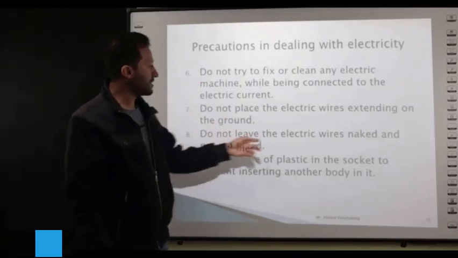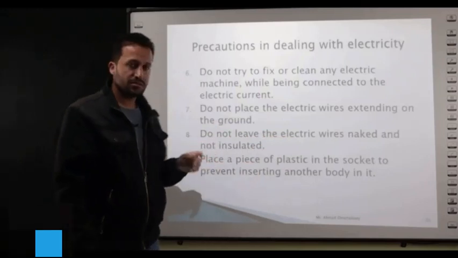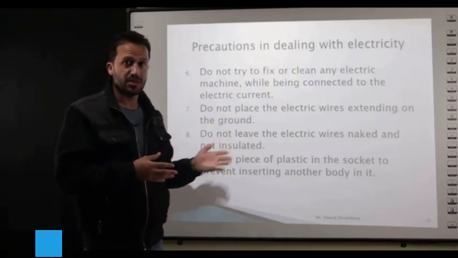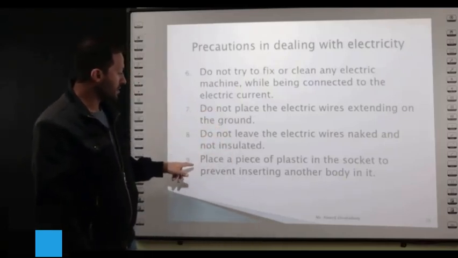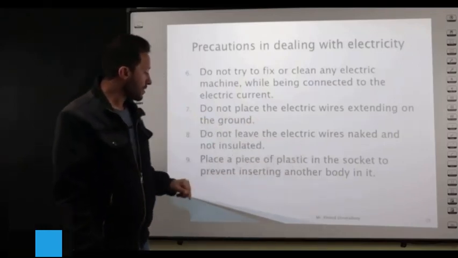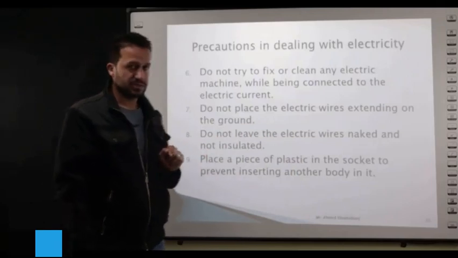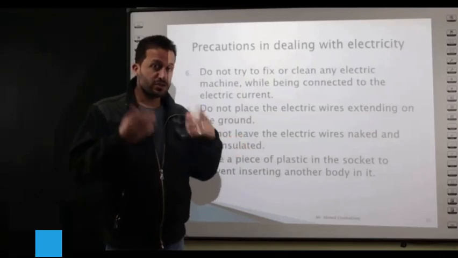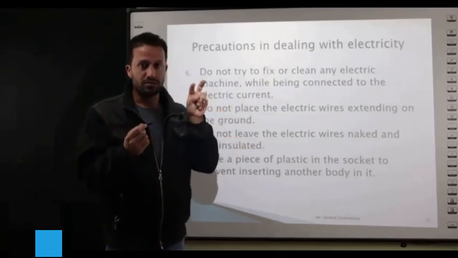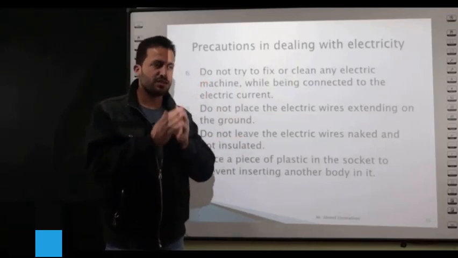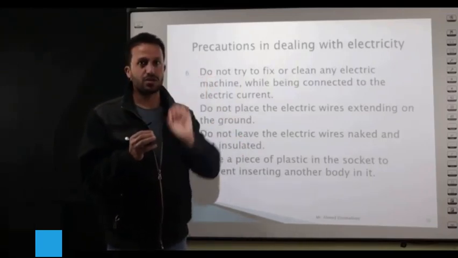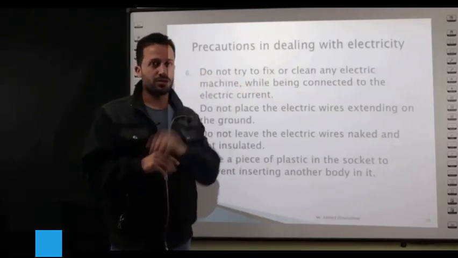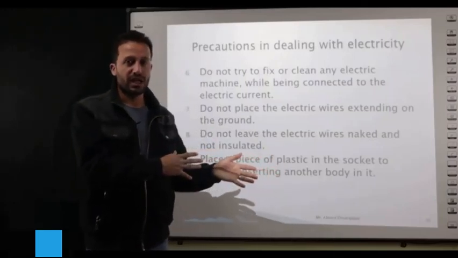Number 8, don't leave the electric wires naked. Naked means not insulated. There is no plastic covering it, because this may cause electric shock. Number 9, place a piece of plastic in the socket to prevent inserting another object in it. And this is found in modern sockets. In modern sockets, the engineers put plastic pieces in the socket, because some children use some metallic object and put it in the socket. So this plastic prevents anything from getting in the socket. So we are preventing the cause of electric shock.